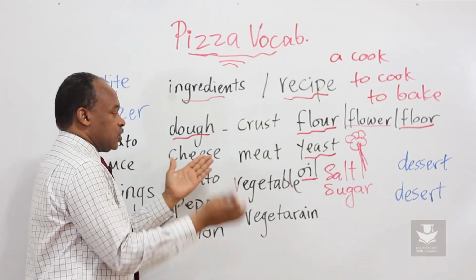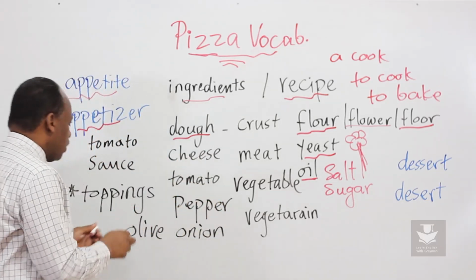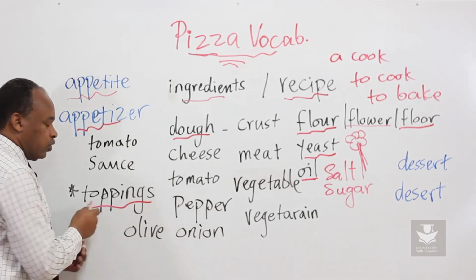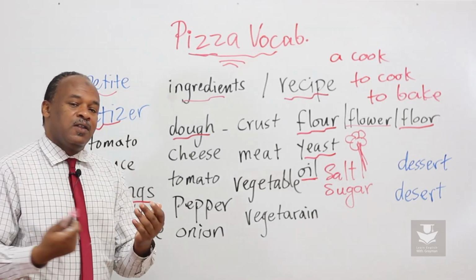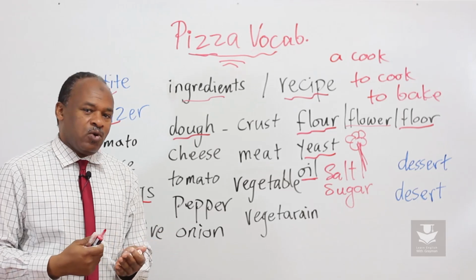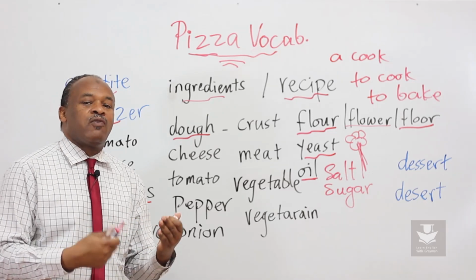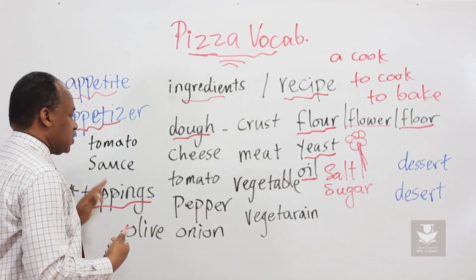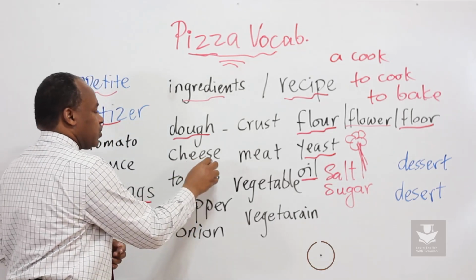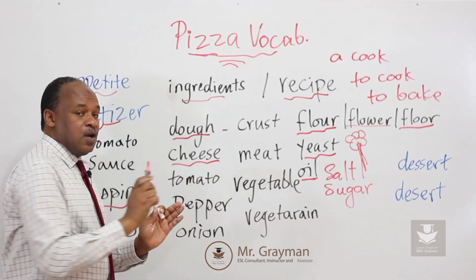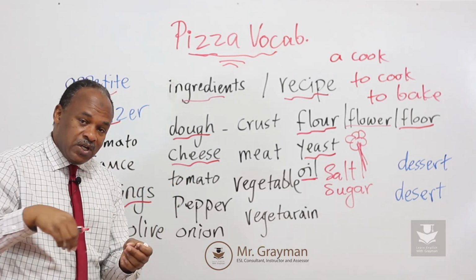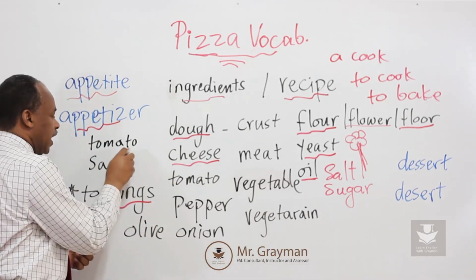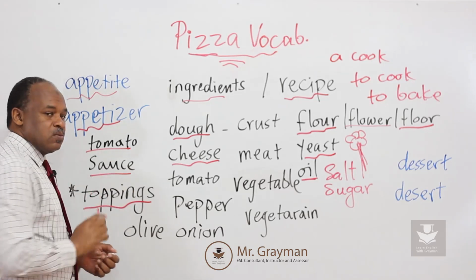So what comes on top of this, that's what we call toppings. When you go to order pizza, then they would ask you, how many toppings are you looking for? 1, 2, 3, 4, 5. Okay? Then you would order toppings. Toppings could be, most importantly, cheese. But before they add the cheese, they would add tomato sauce.